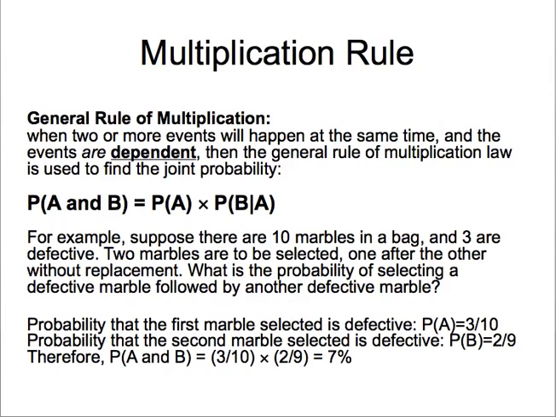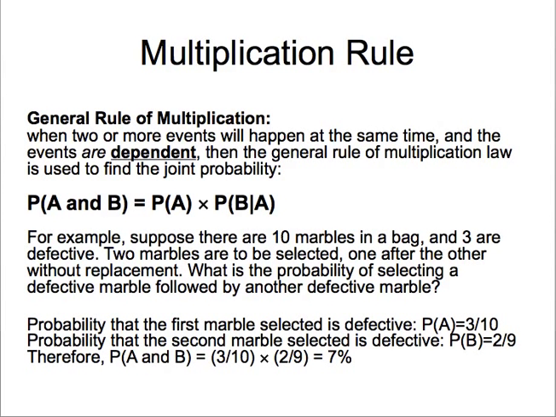Suppose there are 10 marbles in a bag and 3 of these marbles are defective. Okay, now 2 marbles are selected, one after the other without replacement. So you're going to take one marble and then you're not going to put it back in the bag, and you're going to select another. What is the probability of selecting a defective marble followed by another defective marble? Okay, so you want to find the probability that the first marble is defective and the second marble is defective.